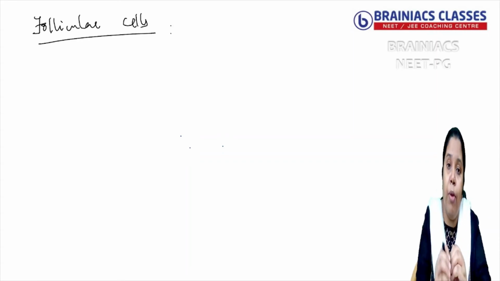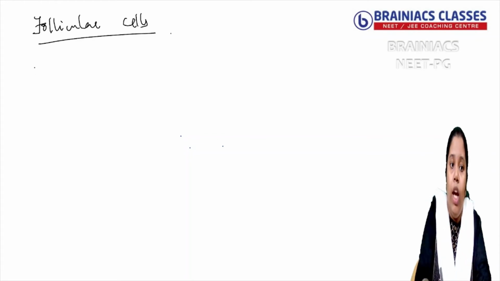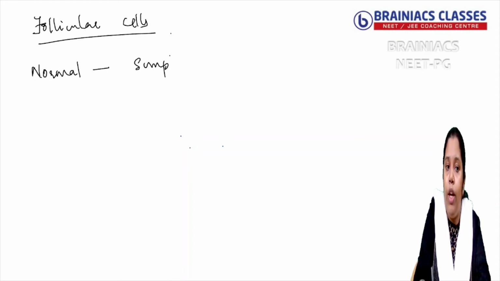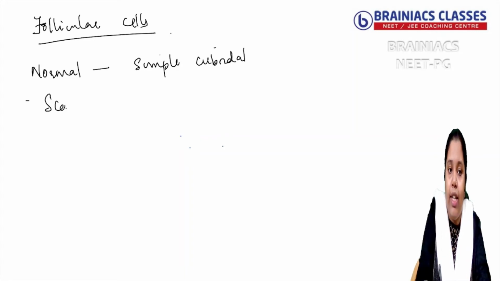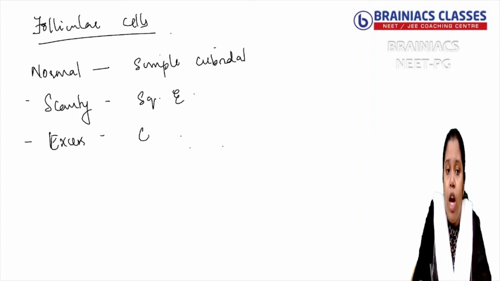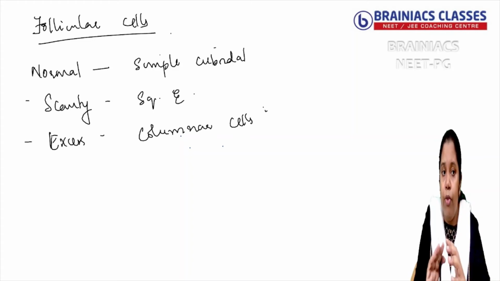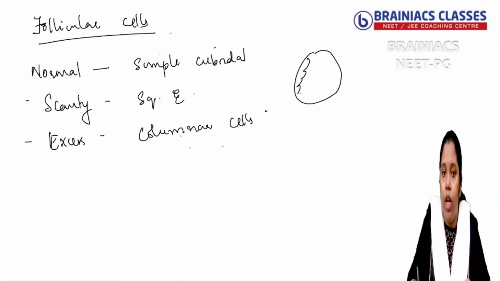The follicular cell type is determined by the amount of hormone secreted. If the thyroid gland is working normally, then the follicular cells will be simple cuboidal. What happens if there is scanty secretion? Then it will be squamous epithelium. When there is increased secretion or an active gland, they will have columnar cells. The follicular cells are the cells that line the follicle. Here you can see the follicular cells, and inside you can see the colloid.